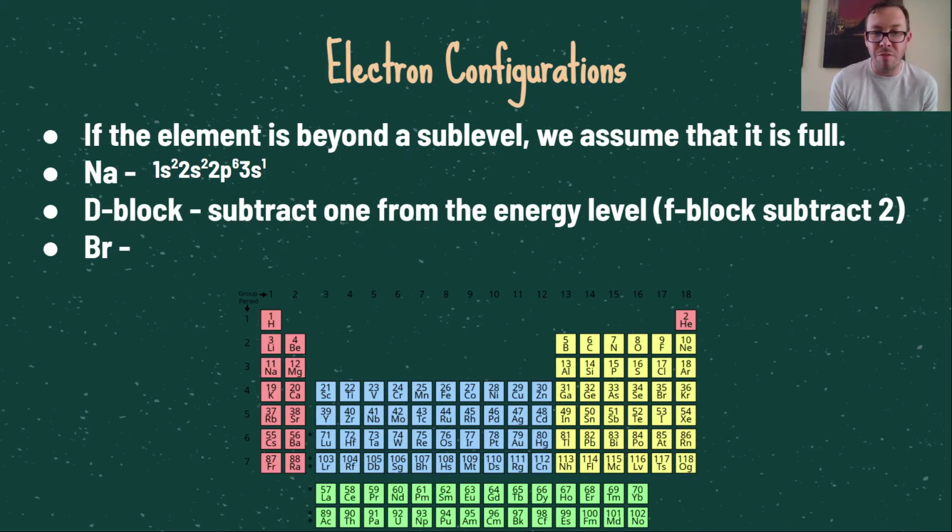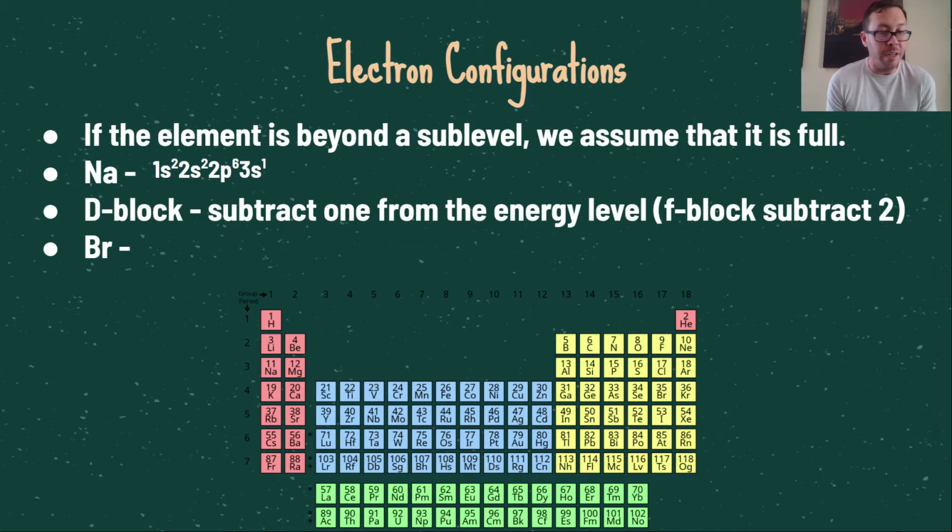A very easy way to determine if you got this correctly is to count up the total number of electrons you've allocated, and if the atom is neutral, it should equal the number of electrons in that structure. So for example, a neutral atom of sodium has 11 electrons. So it will have 11 electrons in its electron configuration. 2 plus 2 plus 6 plus 1 is 11.